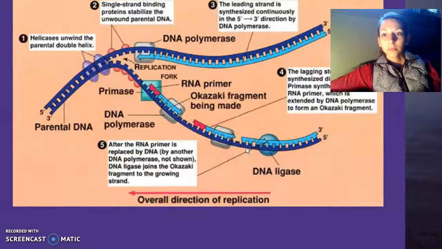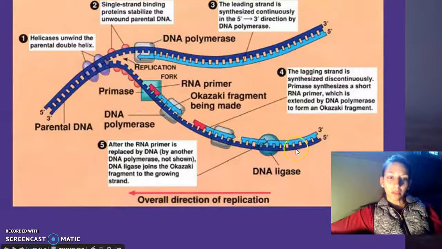All right, so let's talk briefly about how replication works. When we have a DNA molecule, remember this is all happening in the nucleus, special helicases, now these are enzymes, remember they end in -ase, are going to unwind the parental double helix. Then single-strand binding proteins are going to stabilize the unwound parental DNA. These proteins are important to make sure that the DNA doesn't reattach.